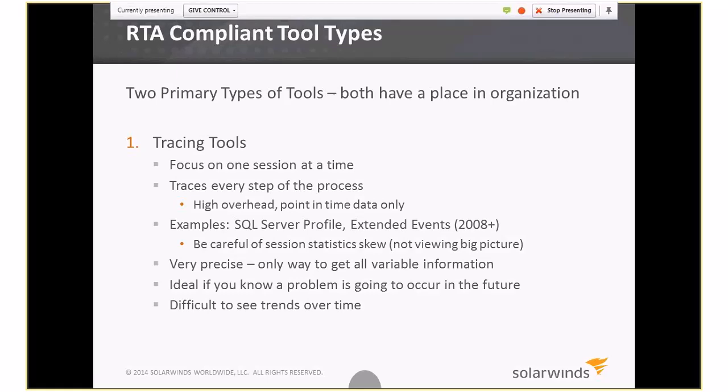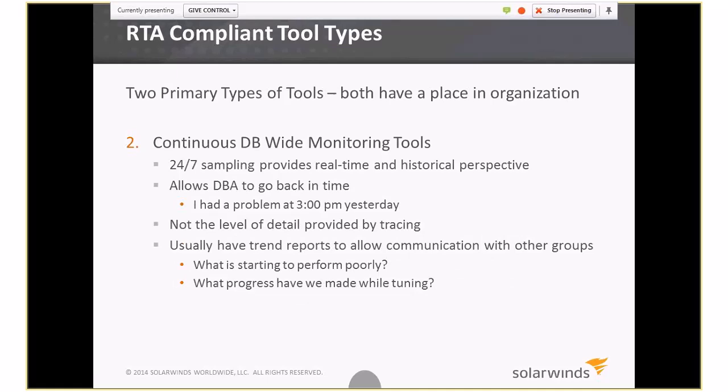Okay, so tracing is a good thing, very precise. The problem is it's a lot of overhead sometimes to keep tracing on. You have to know when the problem is going to occur in order to turn tracing on, so sometimes you miss it. Also, it's difficult to see trends over time. And I'm a big fan of trending, because you've got to know what normal is before you can figure out what abnormal is, in my opinion.